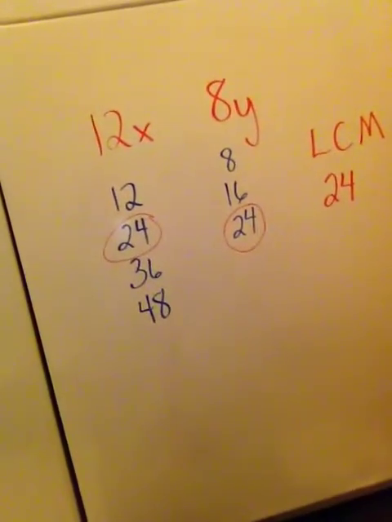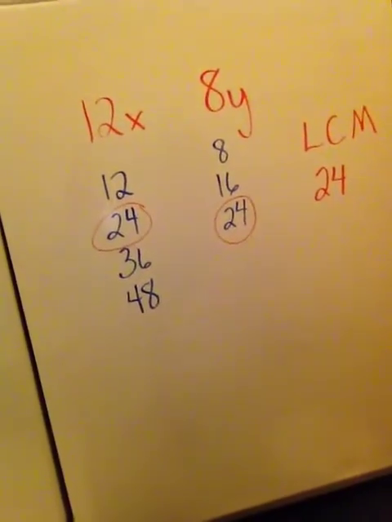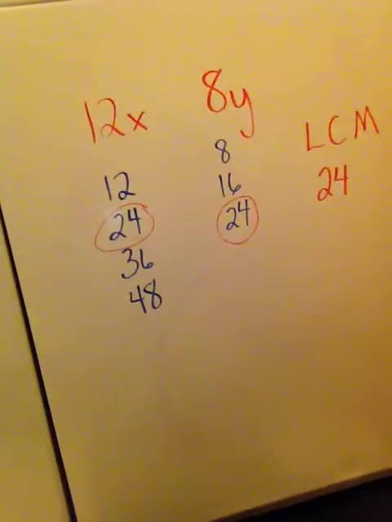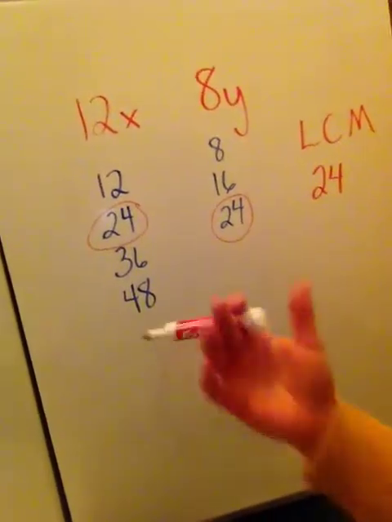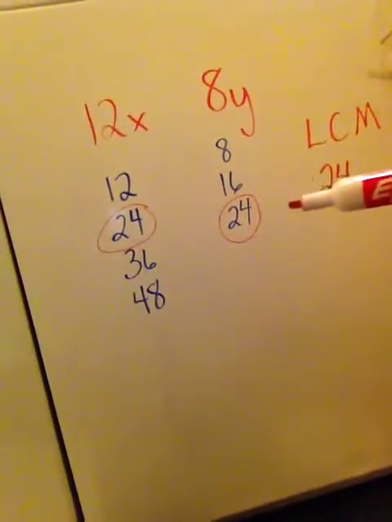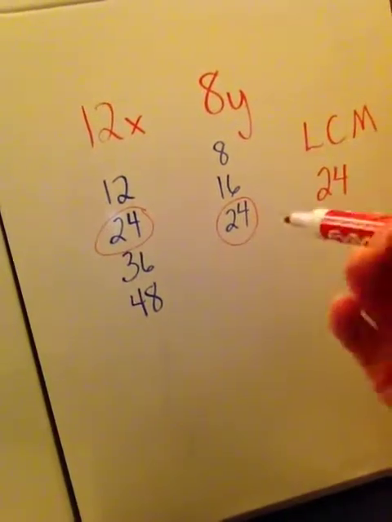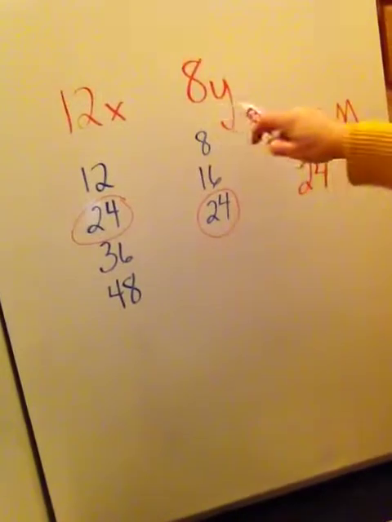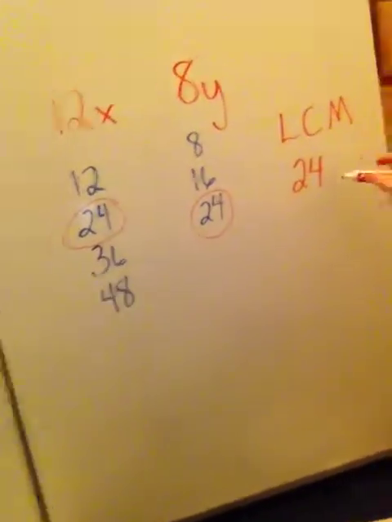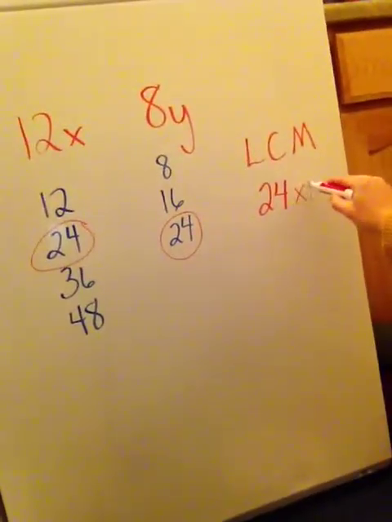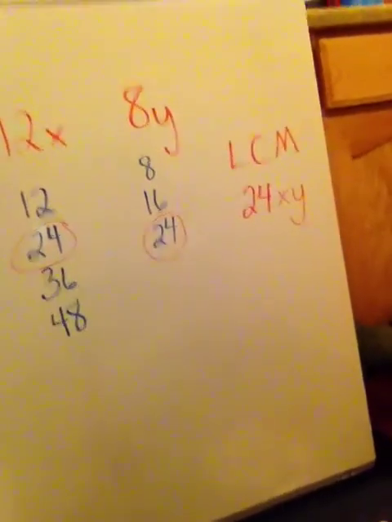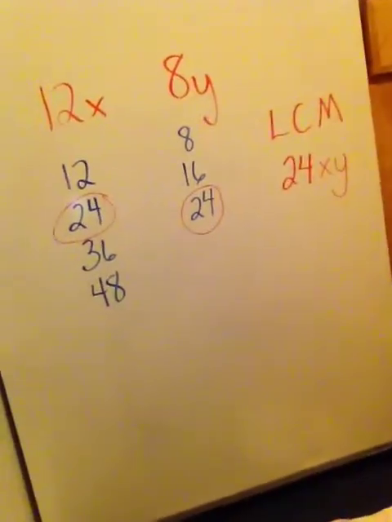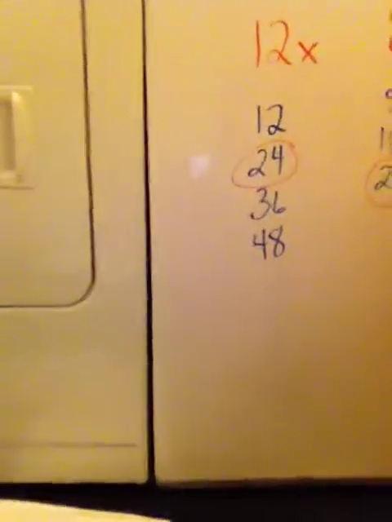So it's kind of the opposite of when we were factoring. We were trying to pull out the lowest amount that they had in common. This time we're trying to basically include everything that they have. So this one has an x and this one has a y, so in my least common multiple I have to have the x and the y. Okay, let's do another one with some more variables, and so maybe that will help you see a little better.